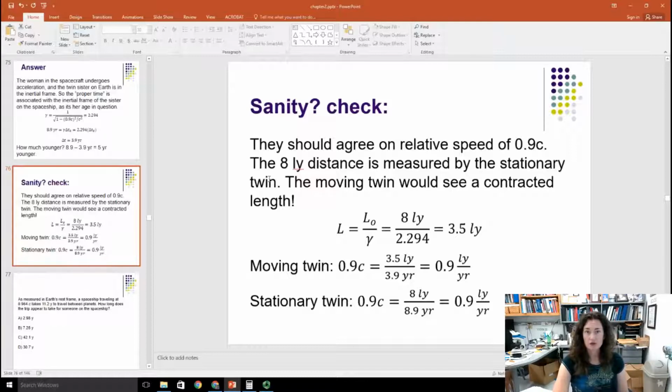Now, however, the moving twin sees a contracted length. So the moving twin does not see the proper length, but the moving twin does see the proper time. The stationary twin sees the proper length, but the stationary twin does not see the proper time. So sometimes the proper time and the proper length are in different frames of reference. All right? So hopefully this twin paradox example cements some things for you about length contraction and time dilation.